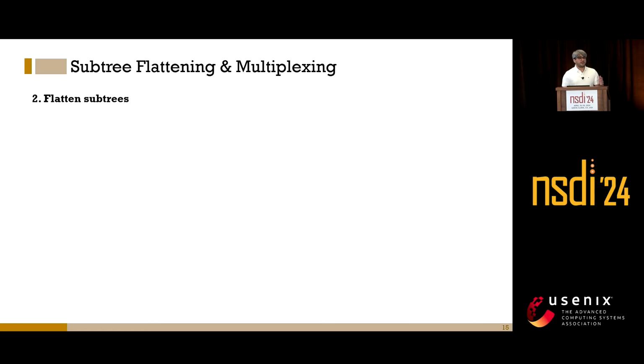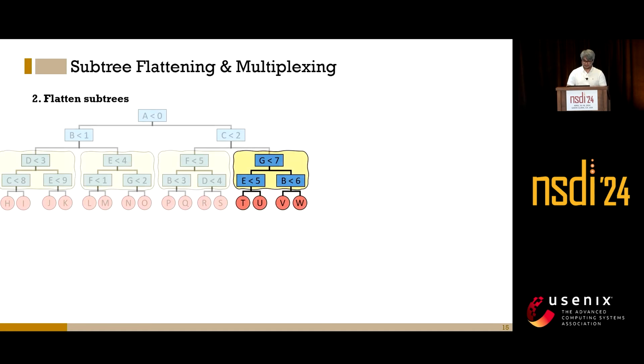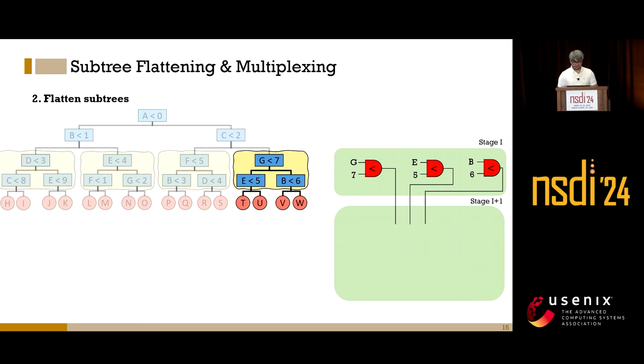And next, we flatten the subtree, with the goal being to execute more of these decision nodes in parallel within one stage. So this means, unlike the previous approach where a single layer of the tree was mapped to one mux ALU, now we map as many nodes to one stage as there are in the subtree. So by doing this, we can execute 3 ALUs within one stage.